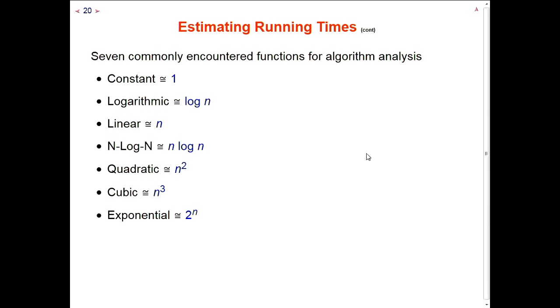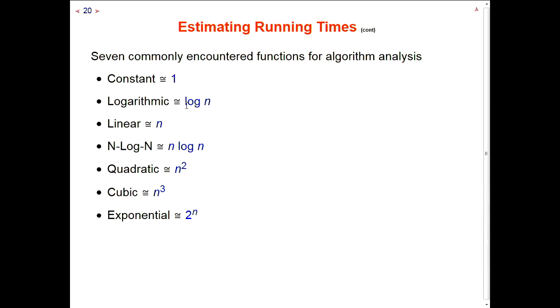If you have seen that before, a type of runtime analysis, then you will know that these are probably the most commonly encountered functions that you will end up with when you look at algorithms and analyze their complexity. The best case is a constant algorithm, which just doesn't take longer, even if the input grows and grows.